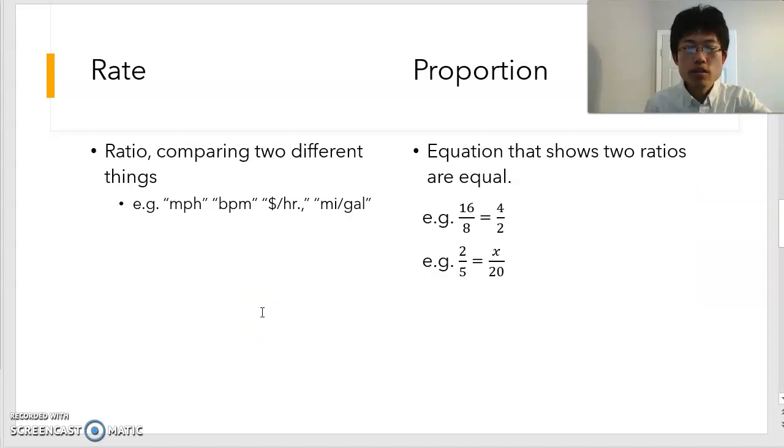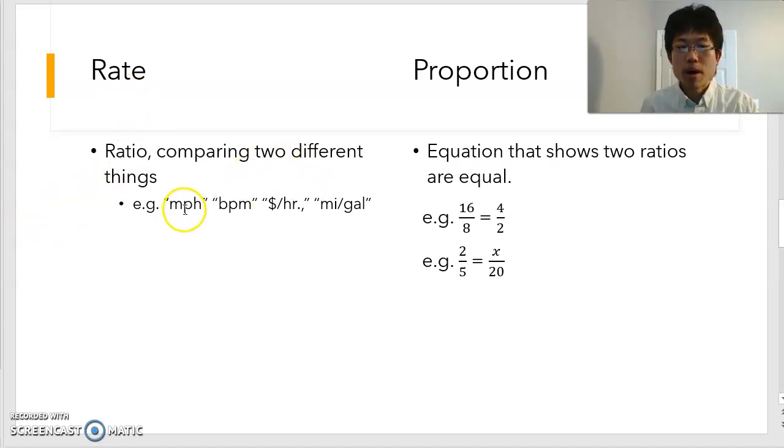Right, so here are rate and proportion. That is a little bit related to ratios. Rate is a ratio that's comparing two different things. Two totally different things. Ratio is anything, it's just a comparison of two things. But if it was a rate, it has to be different.